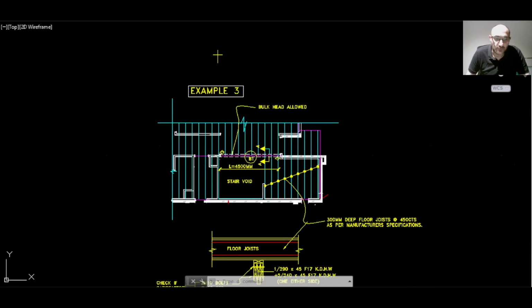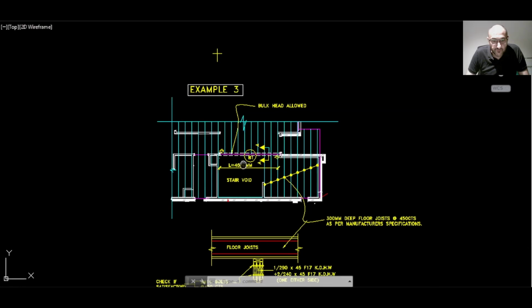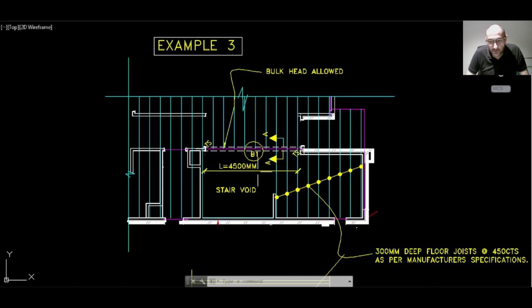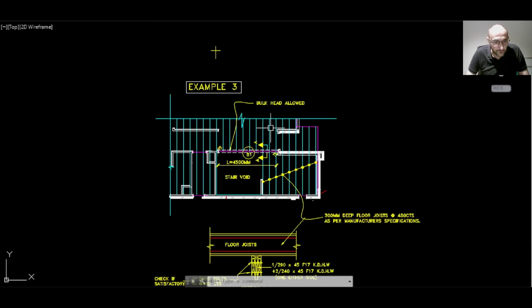Welcome back to part 5. I think we're up to part 5, example 3. Okay, here we have a 4.5 meter long floor beam, B1, which supports floor dead and live loads, as well as the non-load bearing walls above.